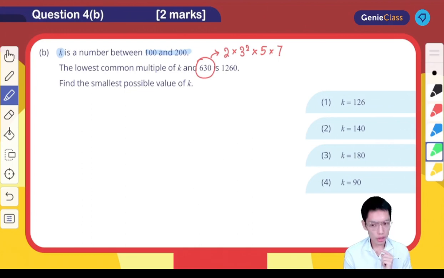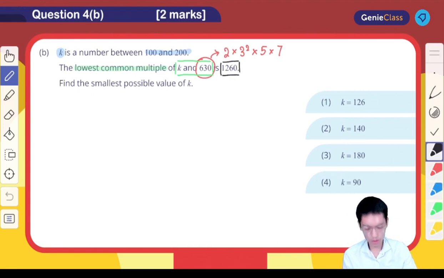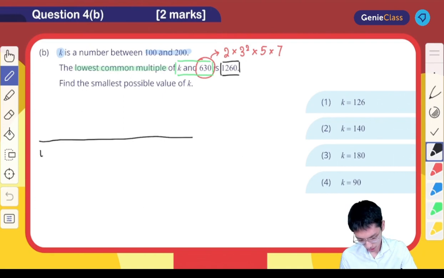Second thing, the lowest common multiple. We are looking at the lowest common multiple of the two numbers we are comparing, which are K and 630, not 630 and 1260. That's the first thing we have to take note of. As mentioned just now, the lowest common multiple is 1260. So when we present it in a form that makes it clearer, we write it down as such: I want my lowest common multiple to be, in this case, 1260.